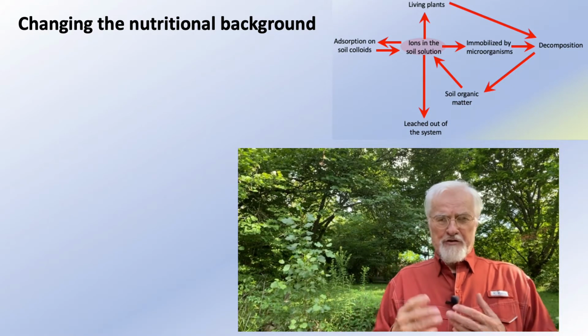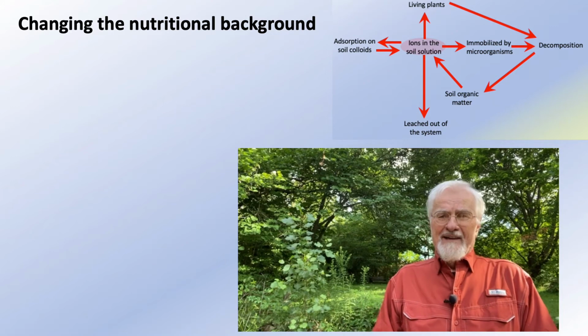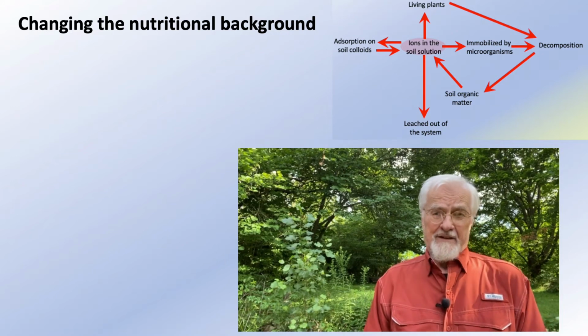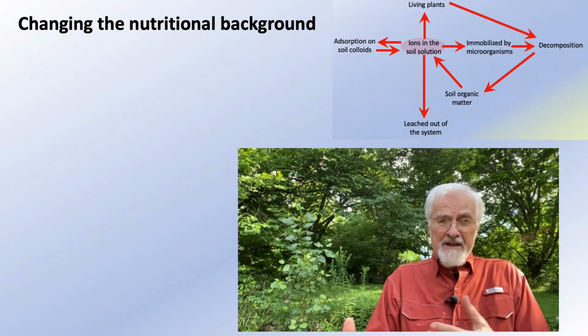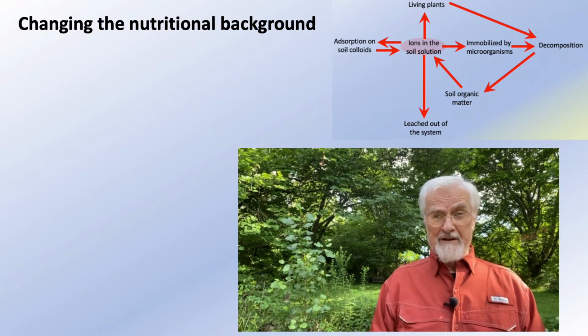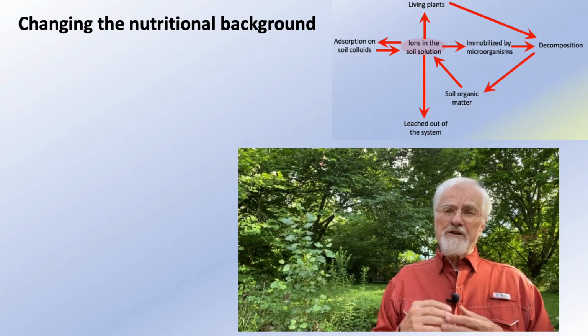So with that basic story, you can easily see how the ions get into the plant. To some extent they're pumped into the plant. To some extent they simply diffuse into the plant, depending on what the conditions are. Now, what happens when those conditions change?